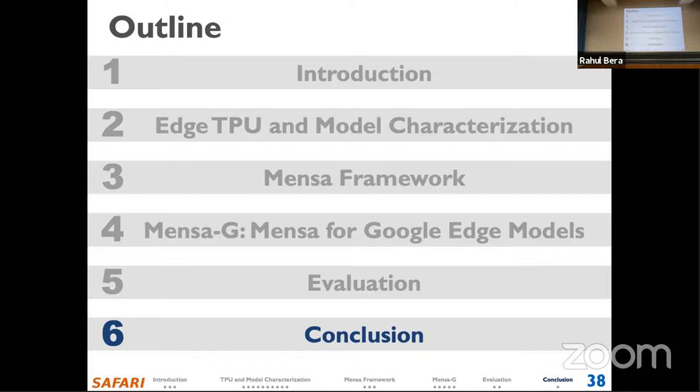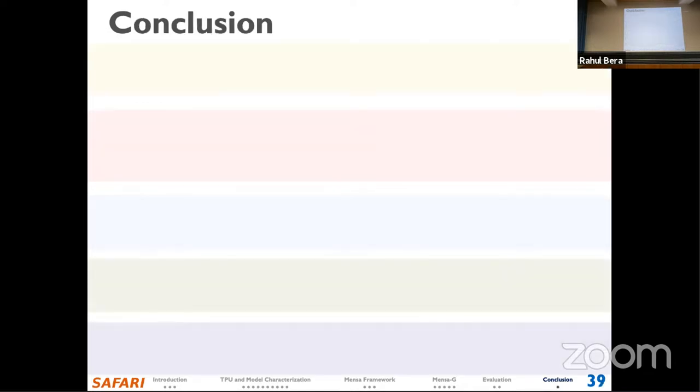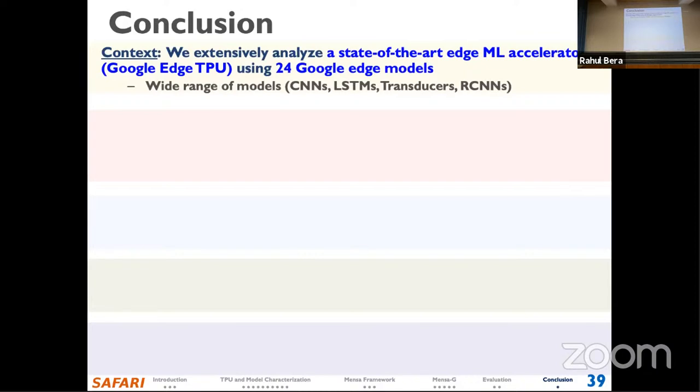Another question? Okay, so I'm going to conclude. I'm going to go fast on this because I guess you guys understood. So the context is that we went to Google and then someone gave us some machine learning Edge TPU accelerators for us to play around with and different machine learning models that were employed at Google itself. And those models were varying from traditional CNNs to more other models like LSTMs or Transformers.